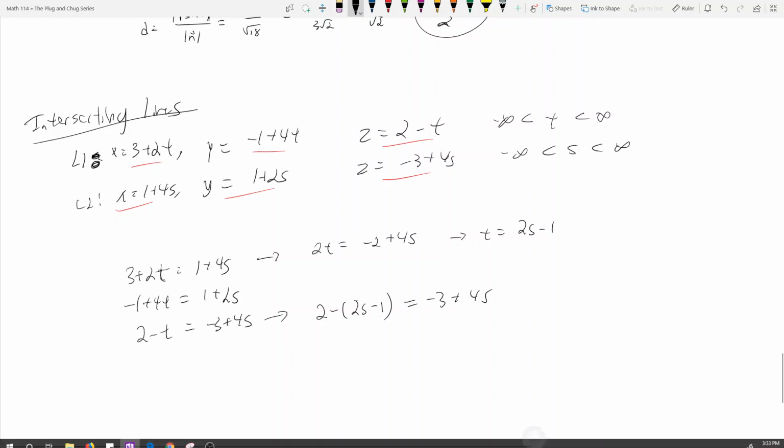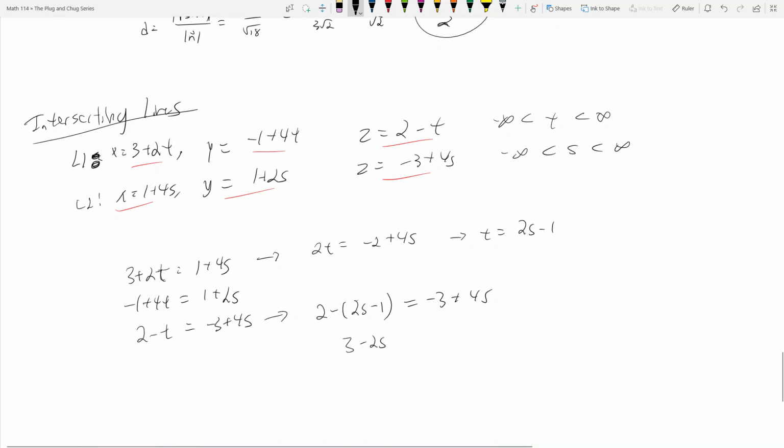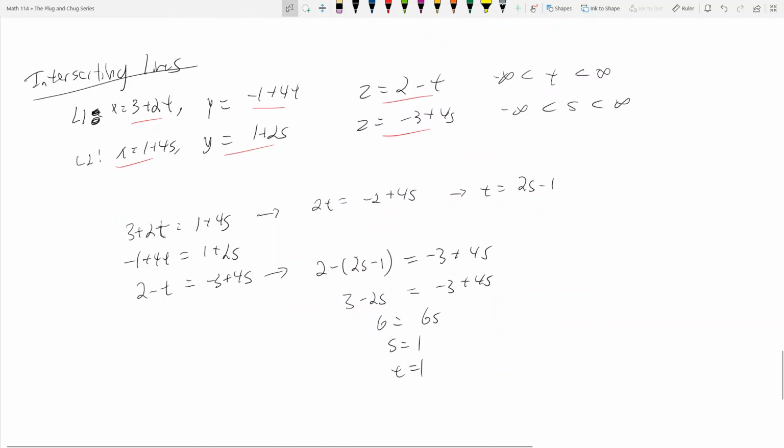Now I have 3 minus 2s is equal to negative 3 plus 4s. Then 6 is equal to 6s, so s is equal to 1, and t is equal to 2s minus 1, so t is equal to 1. So these lines intersect when s is 1 and t is 1.